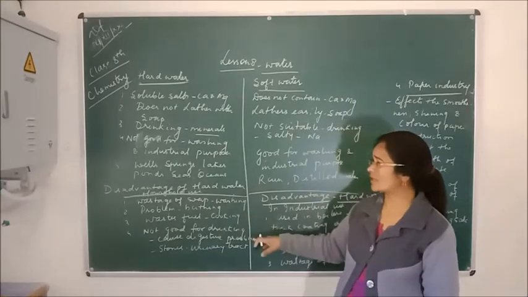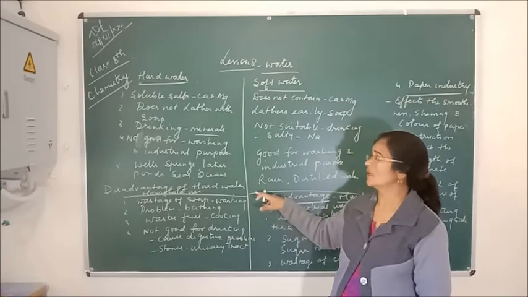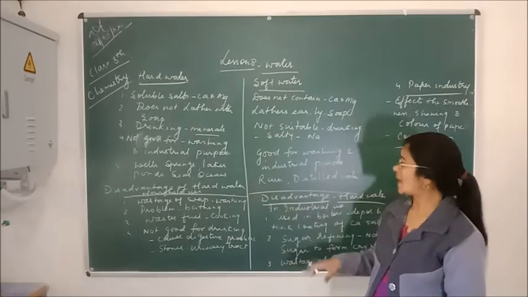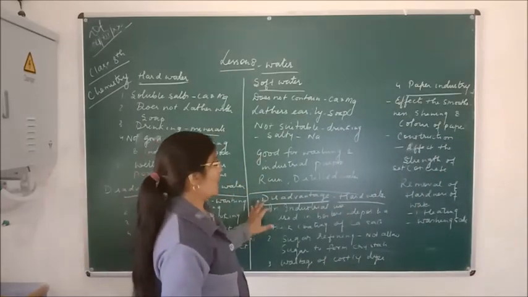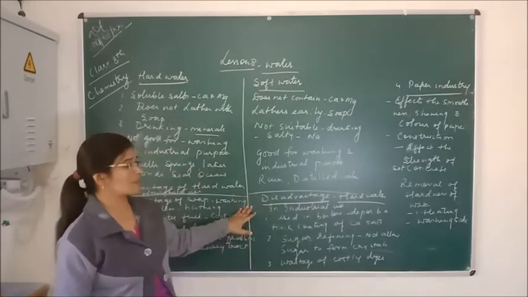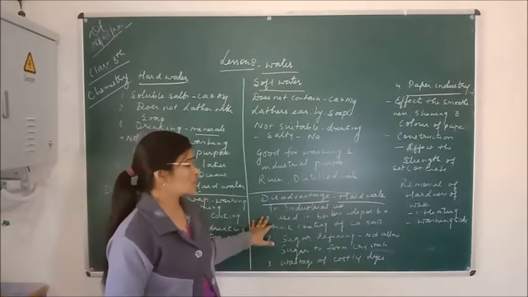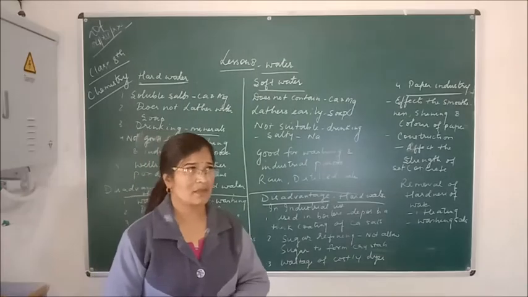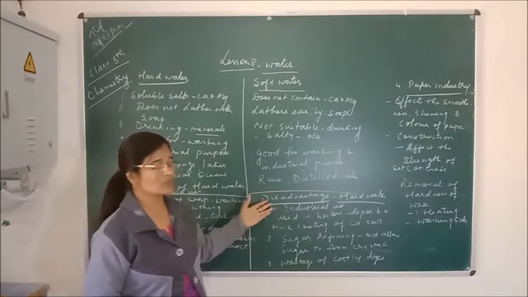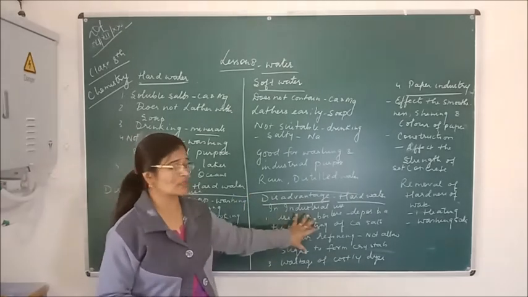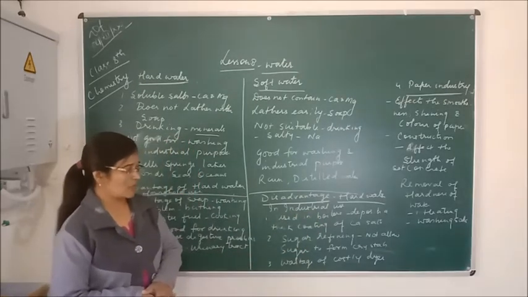So these are the disadvantages we see in household use of hard water. Now we'll discuss the disadvantages of hard water for industrial purposes. Especially in big industries, you have seen boilers. Whenever something is heated in a boiler at high temperature and we use hard water, it deposits a thick coating of calcium salts. Because of that, it can corrode the boiler.